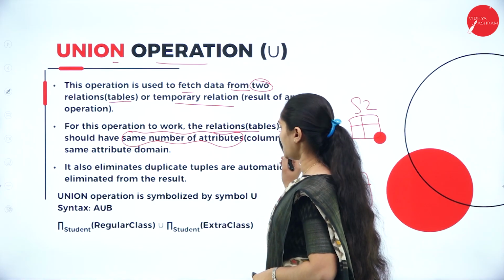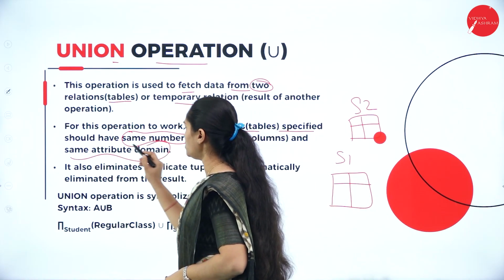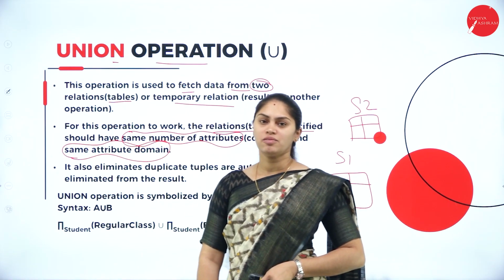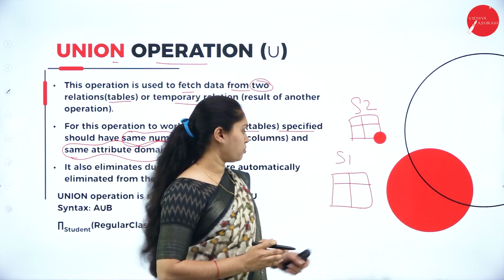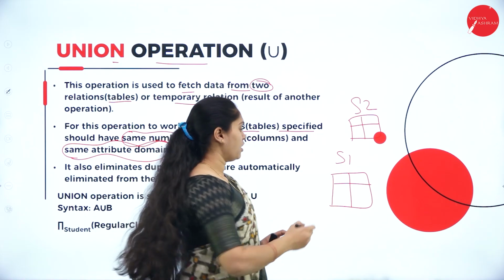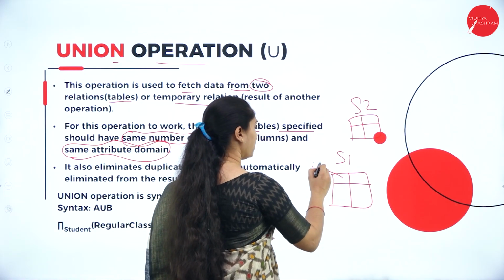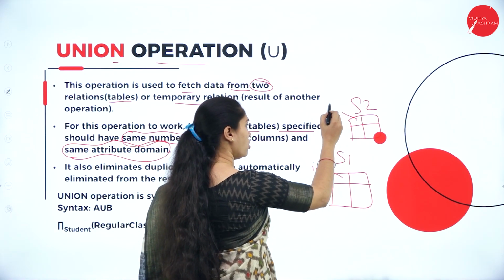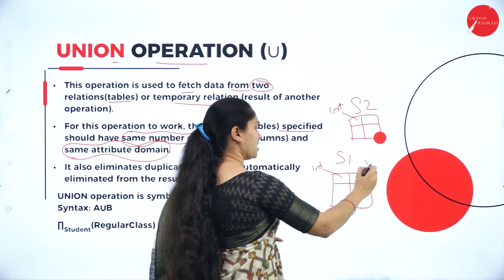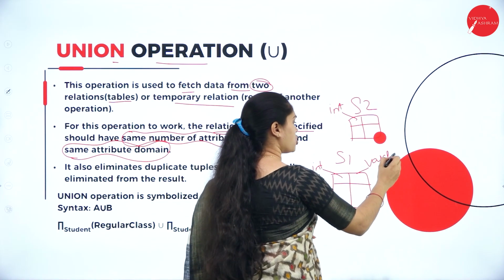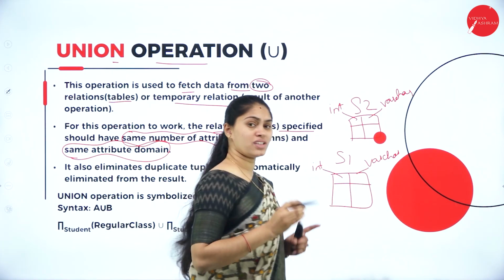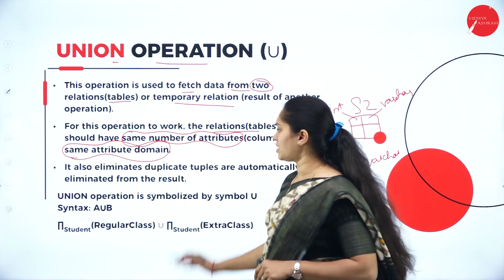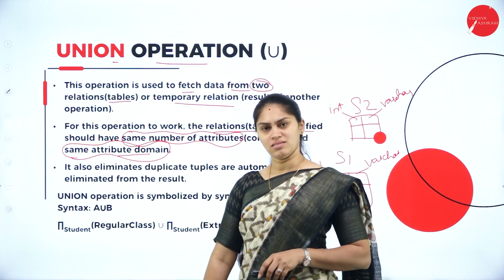And then what is the next condition? Same attribute domain. That means what? Whenever we are using this union operation, the domain of an attribute should be the same. For example, if I am taking integer here, then the first column of this S2 also needs to be integer. If it is a varchar, then here also it should be varchar. That means there must be compatibility between the data types which we are using. So that is what we call a same domain attribute.